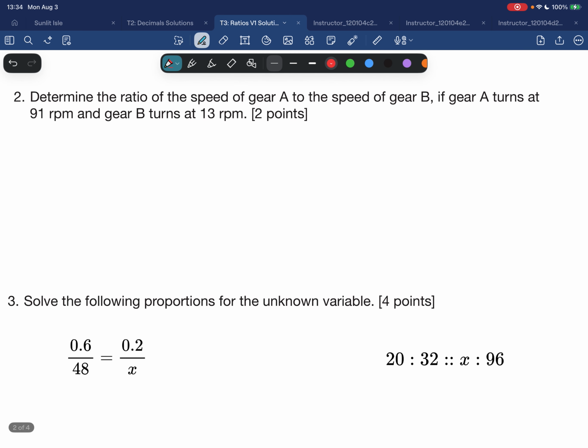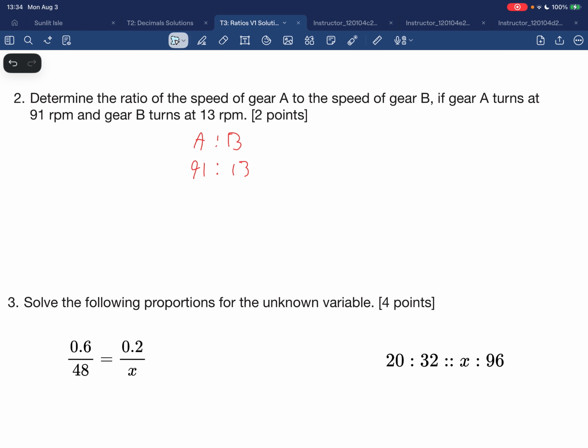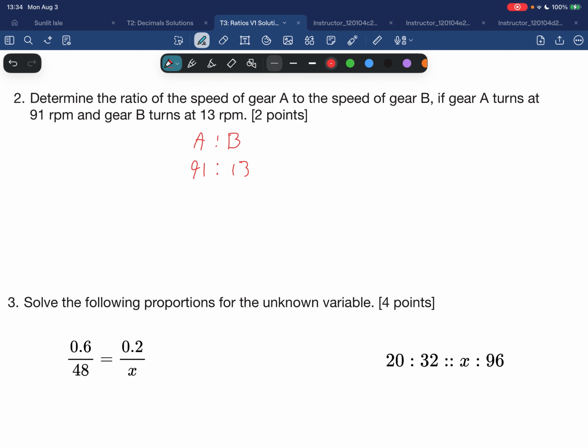Great. Number 2, determine the ratio of the speed of gear A to the speed of gear B. So we are going from A to B. If gear A turns at 91 RPM and gear B turns at 13 RPM. I'm going to first rewrite this B, because this B kind of looked like the 13 down there. I guess it still does, but oh well. I fixed it a little bit.